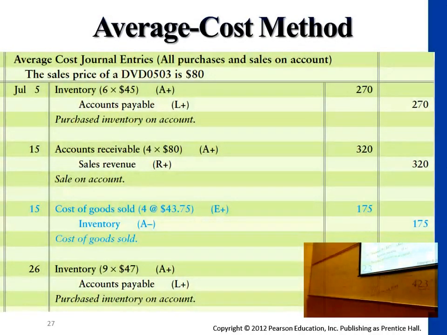Okay, so for FIFO earlier we had 170. For LIFO we had 180, and here we have 175. So average costing method is always, when we assign the cost, it will be somewhere between the two, between LIFO and FIFO. Any questions?